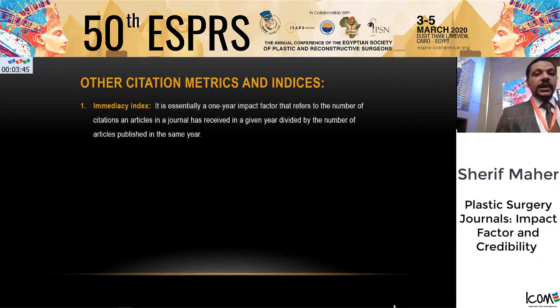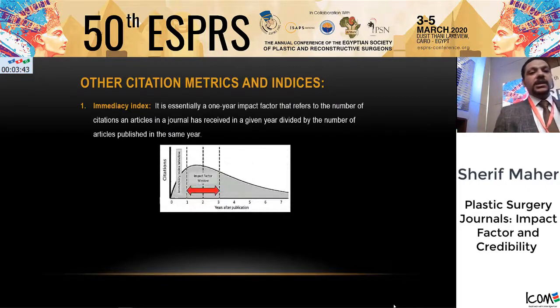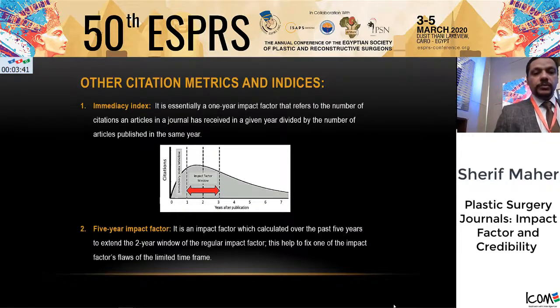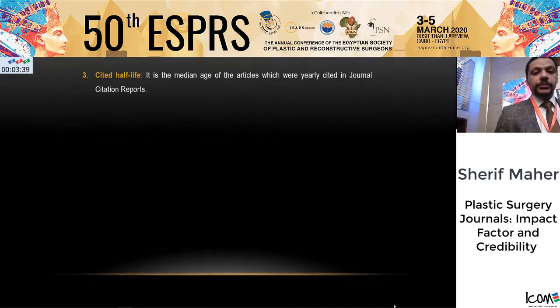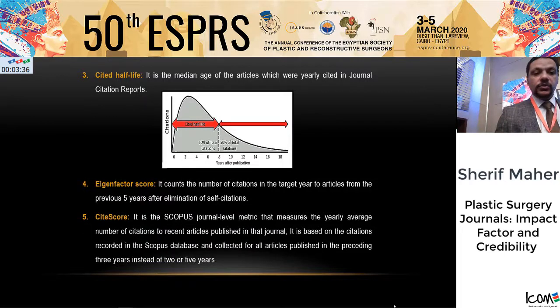There are many other citation metrics and indices, like the immediacy index. I'll bypass them to show you more important stuff. One of the most important metrics that we need to know is the CiteScore, which is the Scopus journal-level metric. It measures the yearly average number of citations to recent articles published in that year. It's based on the citation records in the Scopus database and collected for articles published in the preceding 3 years, not 2 years as in the journal's impact factor.